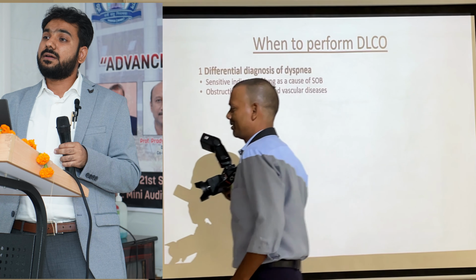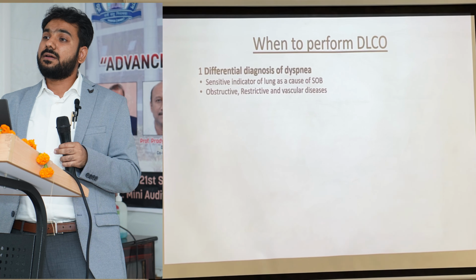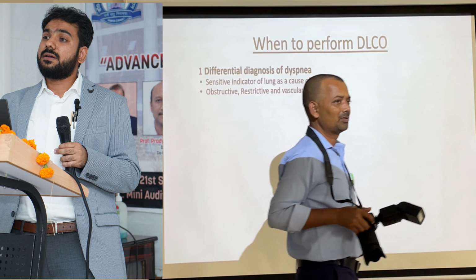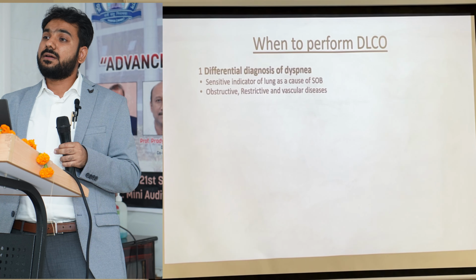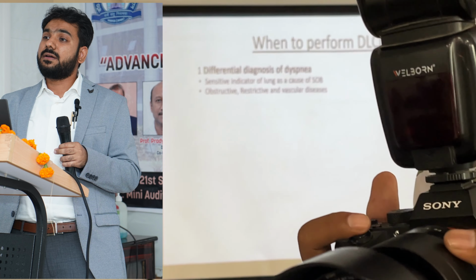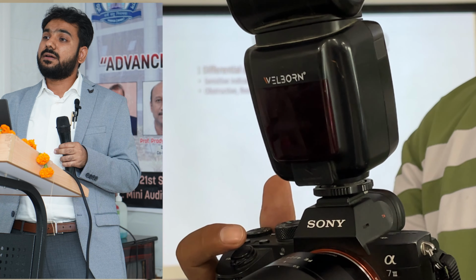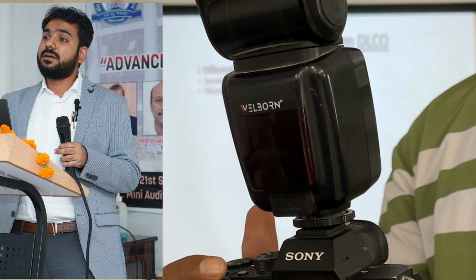First, it is used in the differential diagnosis of dyspnea. Any patient that is coming with dyspnea, it is giving us a lot of information, not just about DLCO that we just talked about. So whenever a patient of unexplained dyspnea comes to you and his X-ray is normal, his spirometry is normal, we can just perform a DLCO. It is a very sensitive indicator which will tell us the lung as a cause of shortness of breath, and down the line we can have an idea of whether it is obstructive, restrictive, or vascular disease. So in the workup of a patient of unexplained dyspnea, DLCO has a very important role.